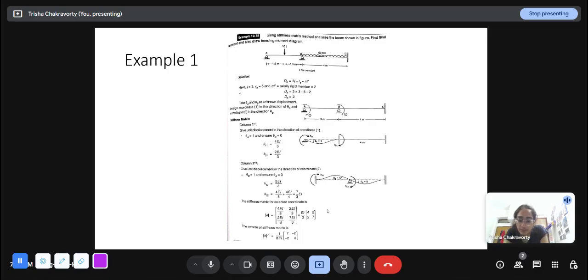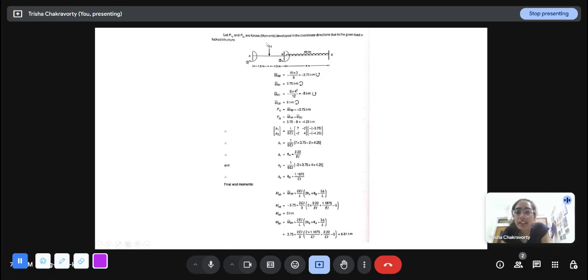So the inverse of the stiffness matrix here is 1 by 8 EI, 7 minus 2, minus 2 4. It's just matrix inversion that we have studied, and a basic knowledge of linear algebra is needed for this topic of this course. Let P1L and P2L be the forces or moments developed in the coordinate direction due to the given load in the locked structure.